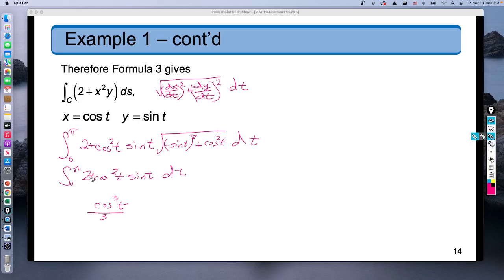So we got that one. The 2 integrates into 2t plus cosine cubed. Now if you take this derivative, you'll get 3 cosine squared, and the 3's cancel. When you do the chain rule, the derivative of cosine is negative sine, so we need a negative here, because we don't have a negative. Okay, so that takes care of that. And then we go from 0 to pi.